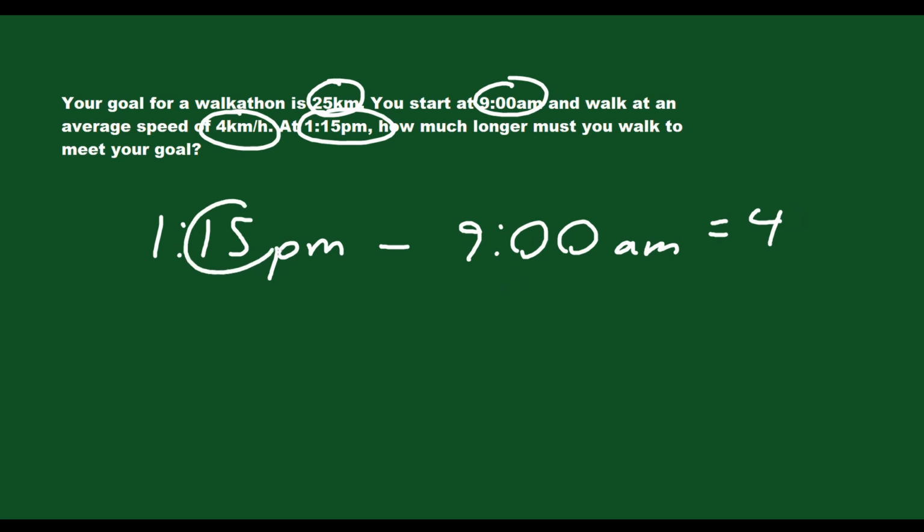And then 15 minutes, we go another 15 minutes. Well, 15 minutes, that's a quarter of an hour, right? 15 minutes is a quarter of an hour. So what I have here is 4.25 hours. That's how long you're walking at 1:15 p.m. So that's the first thing you have to determine.